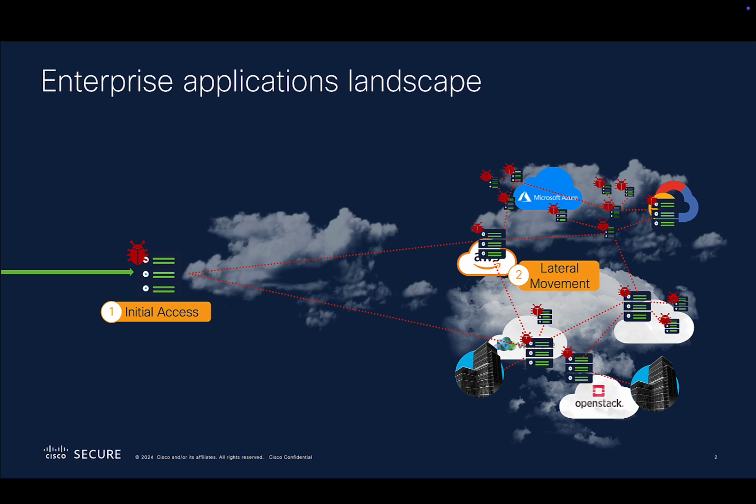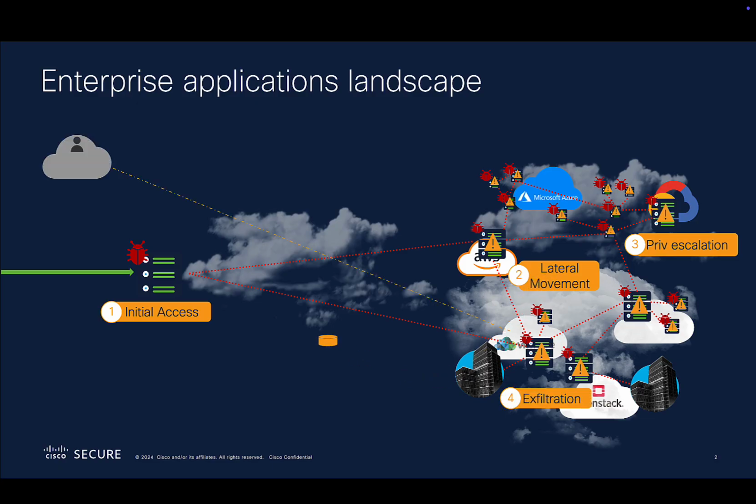So it makes it really easy for attackers to find one tiny loophole or one tiny entry point and then start spreading laterally from there, eventually getting access to one of the crown jewel applications, from where they can escalate their privileges, get access to more critical data, and eventually exfiltrate that data out to a command and control server.